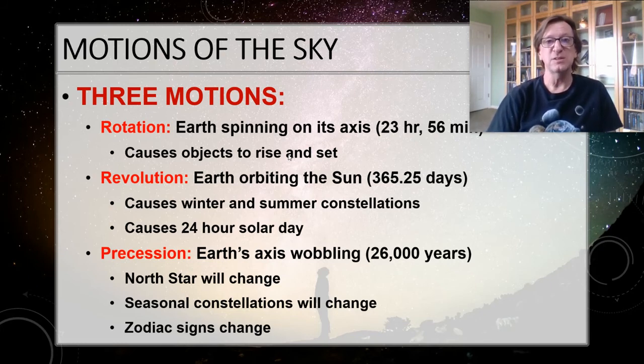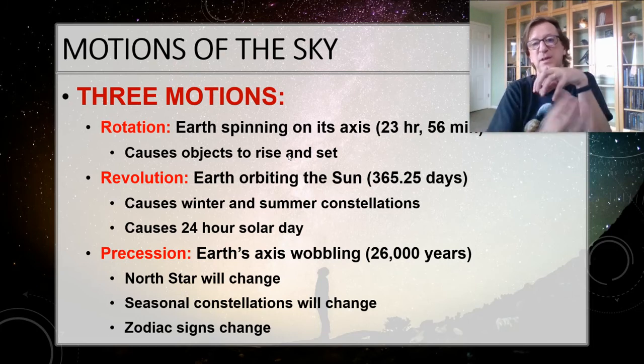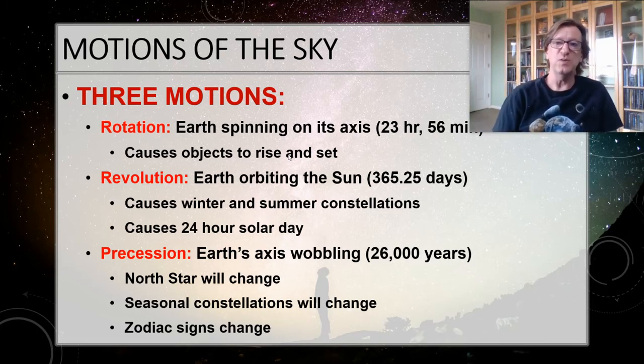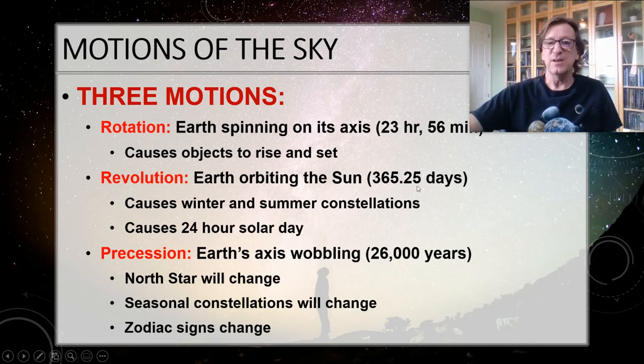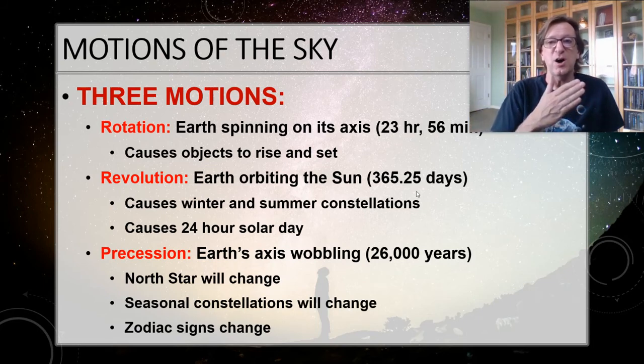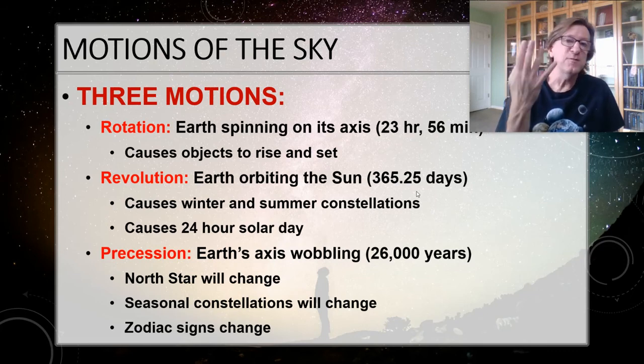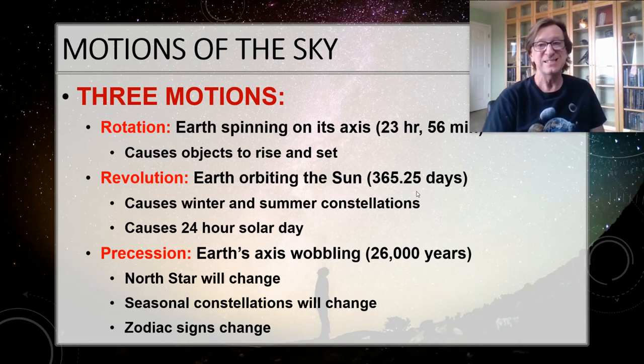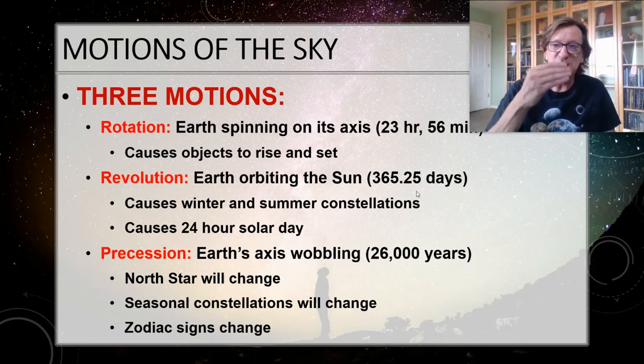Revolution, on the other hand, is Earth orbiting the sun, and that takes 365.25 days. So let me pause here, though. You see that 0.25? This is what's causing your leap year. We only have 365 days in the year, so that means each year we're getting a little bit off from where we should be. After 4 years, we're a full day off. So we add in an extra day in February, and that's why we have 366 days during a leap year, because we're just carrying forward that extra 0.25 days each time.